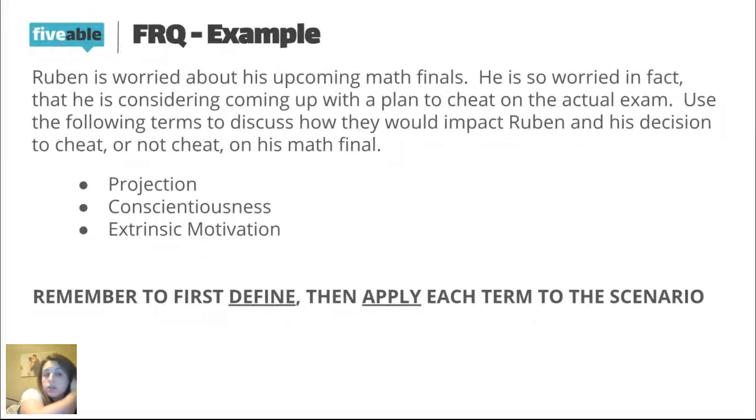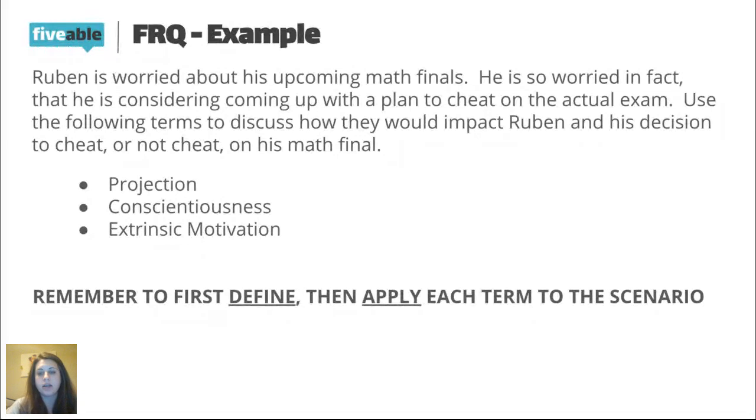And so our scenario tonight is about Ruben. Ruben is worried about his upcoming math finals. He is so worried, in fact, that he is considering coming up with a plan to cheat on the actual exam. Use the following terms to discuss how they would impact Ruben and his decision to cheat or not cheat on his math final.